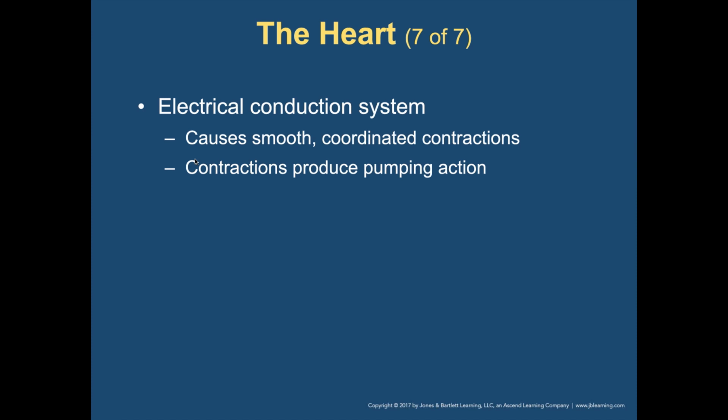Anyway, your SA node is your primary pacemaker. That's your shop foreman. Of all the different pacemakers in the heart, it beats the fastest, because the heart is designed to follow the fastest tick. So as long as the SA node is firing like it should be, the heart should follow the SA node. If the SA node fails, the AV node is the first backup.